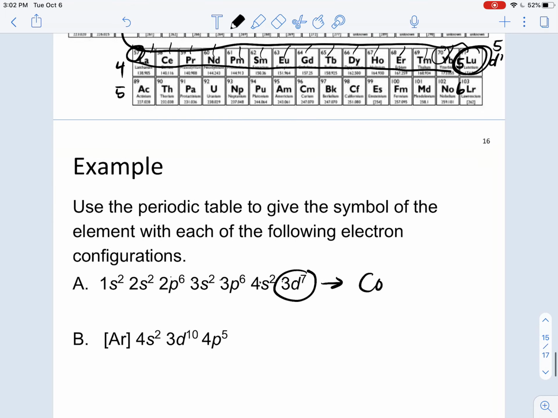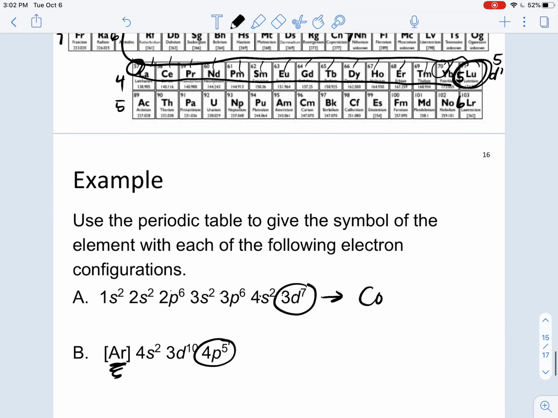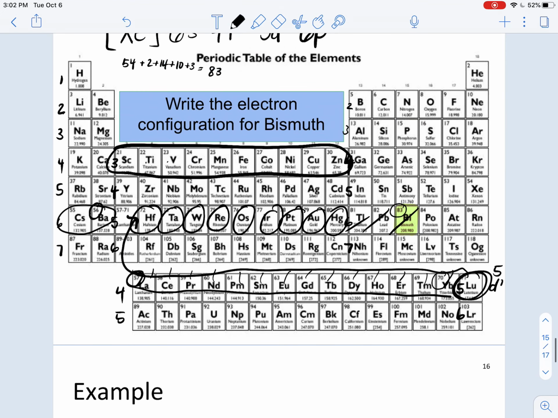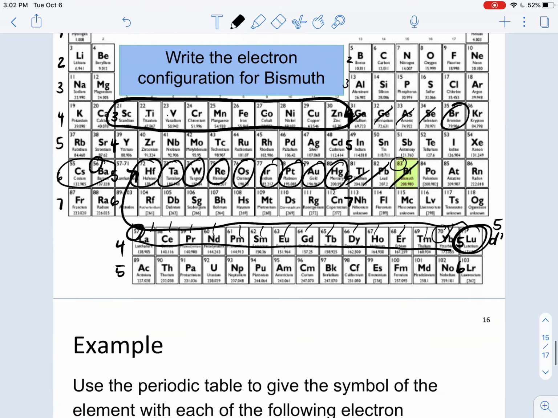Next one then, looks like we're starting with argon, so they're using the noble gas method. 4s2, 3d10, 4p5. Again, usually we could just look at that last part of it and figure out which element it is. So period 4, block P, 5 elements in. Here's 2, 3, here's 4. And then, what was it, 5th element? Yeah. 1, 2, 3, 4, 5, bromine.